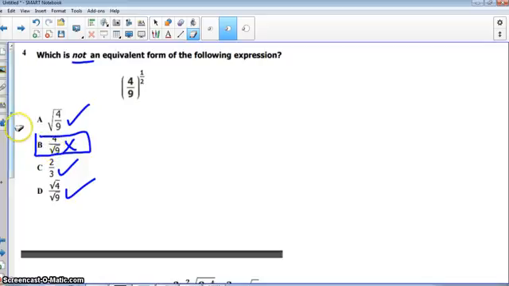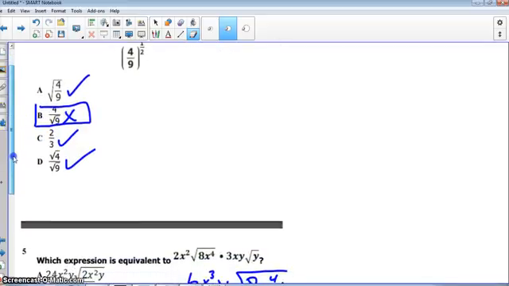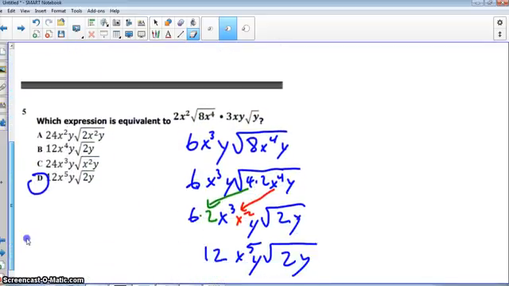B I don't like because it's inconsistent. They took the square root on one of them but not the other. It's not the way you're supposed to do it.